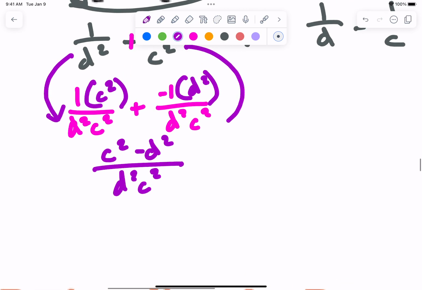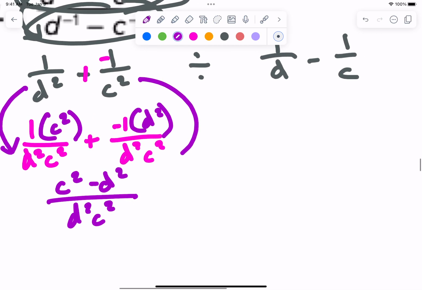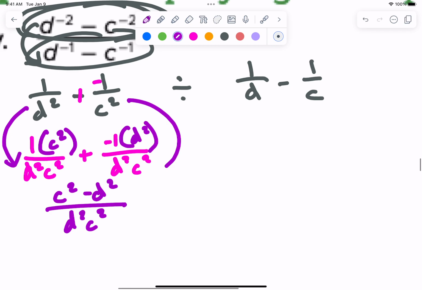Do we need to do that to the other one too? Yeah. Okay, are we good with that? What's your common denominator? I'm going to do plus minus. What's your common denominator going to be for that one?